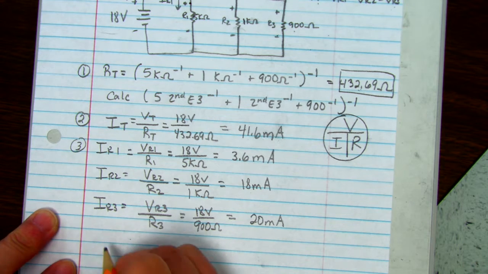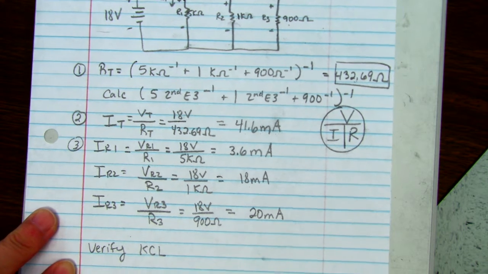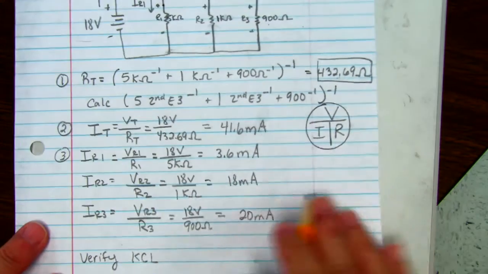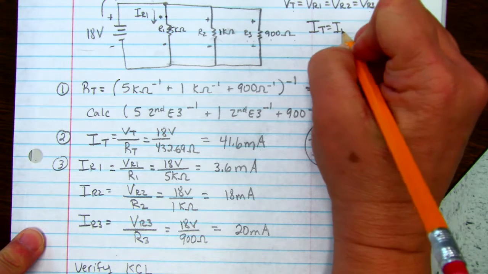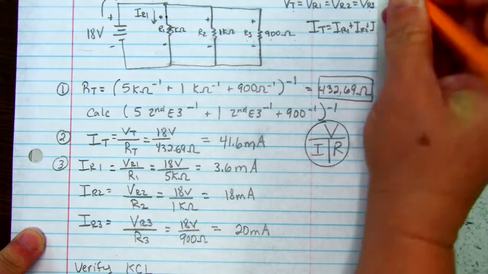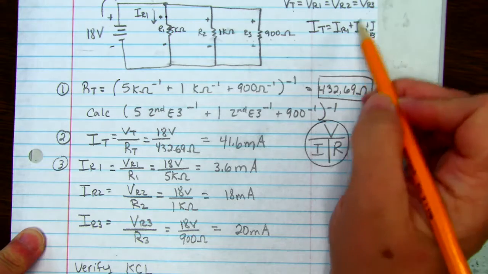You have to verify Kirchhoff's current law, which I'll call KCL. Kirchhoff's current law states that in a parallel circuit, the total current, and I'll write it out here, the total current is equal to the current in branch 1 plus the current in branch 2 plus the current in branch 3. If I had more branches, I would keep adding.